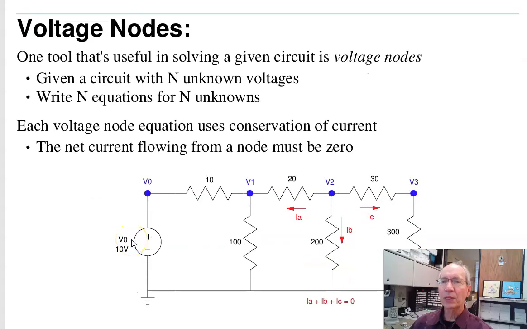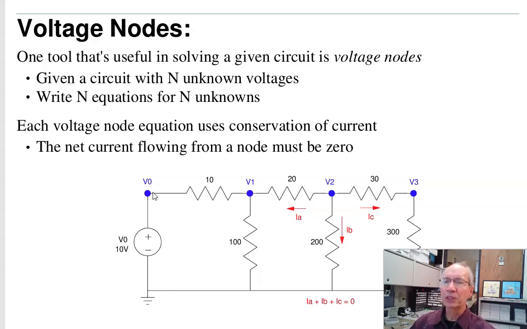Now, recalling back, we did voltage nodes for DC circuits. The idea behind voltage nodes is that if I have a circuit with 4 voltage nodes, if I can write 4 equations for 4 unknowns, then I can solve for the voltages. And that's a common theme throughout electrical computer engineering. If I can turn a problem into n equations and n unknowns, I can solve it.